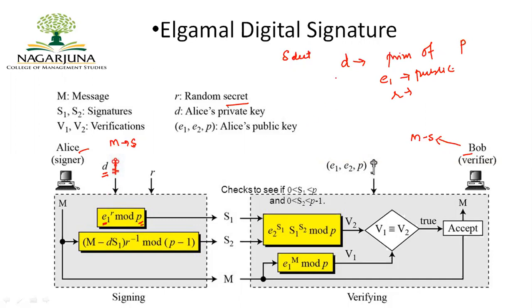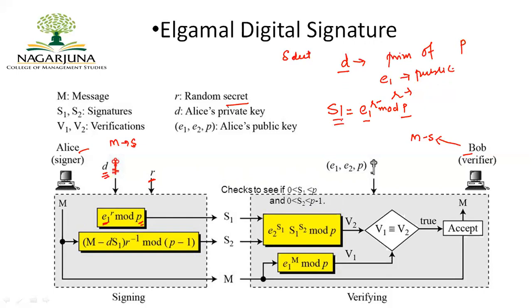Now we are going to calculate S1, or develop the digital signature S1, using the private key, public key, and the randomly generated integer. How do we calculate it? We have a formula: S1 = E1 to the power of R mod P, where P is nothing but the prime number. So using the public key, the randomly generated secret number, and the prime number, I am going to generate a signature.